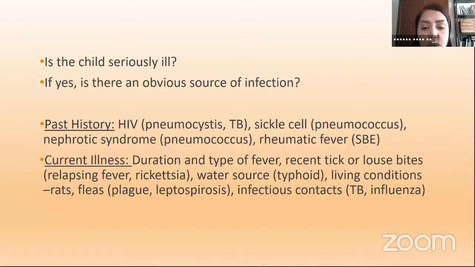about consumption of water, for example, dirty water sources, and also living conditions about rats and fleas. Plague and leptospirosis are also important differential diagnoses in these cases, and also infectious contacts like TB and influenza. And also nowadays, COVID-19 should be at the first.